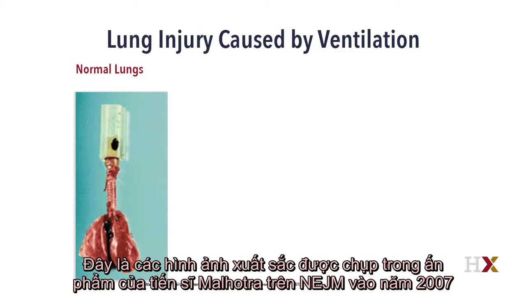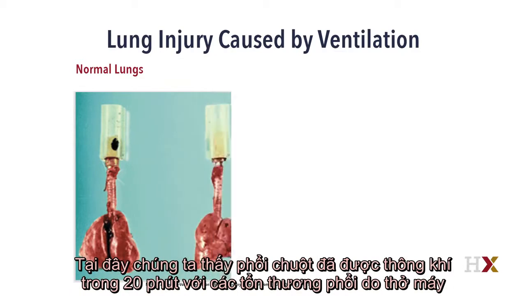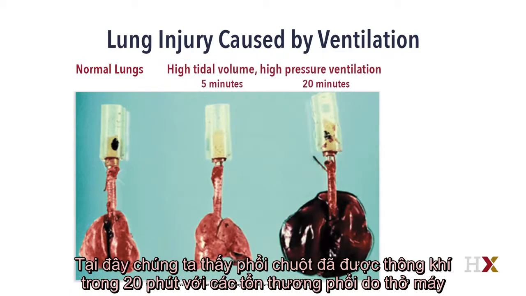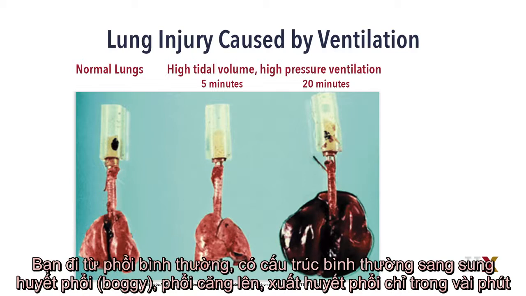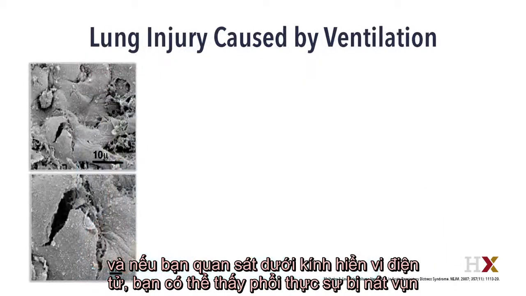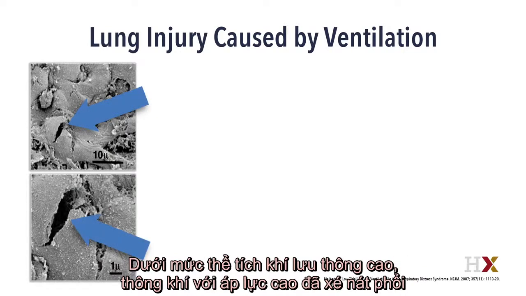These are excellent images taken from Dr. Malhotra's publication in the New England Journal in 2007. Here we see some rat lungs that have been ventilated with 20 minutes of lung injurious ventilation, high tidal volume, high pressure ventilation. You go from having normal lungs, normal architecture, to boggy, distended, hemorrhagic lungs within just a few minutes. And if you look at the electron microscopy view, you can see that the lungs are actually shredded. Doing the high tidal volume, high pressure ventilation tears up the lungs.